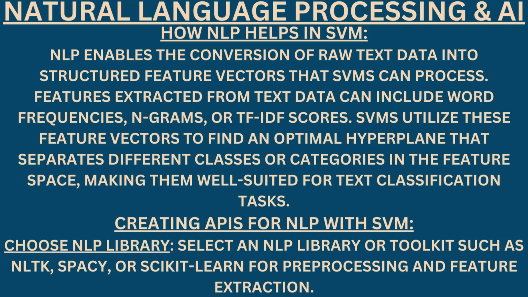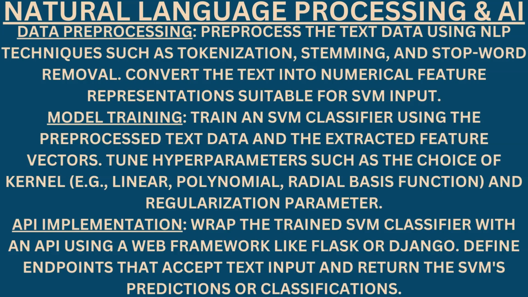Creating APIs for natural language processing with SVM. Choose natural language processing library. Select a natural language processing library or toolkit such as NLTK, spaCy, or scikit-learn for pre-processing and feature extraction. Data pre-processing. Pre-process the text data using natural language processing techniques such as tokenization, stemming, and stop word removal. Convert the text into numerical feature representations suitable for SVM input.